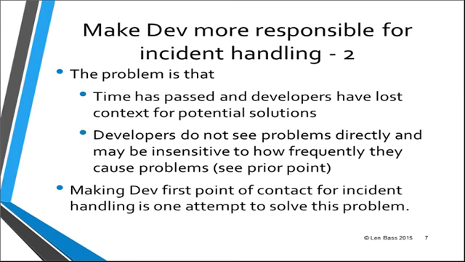The problem is that time has gone by and the developers have lost the context for potential solutions. You write the code, you check it in, and two months later you get a bug report. The second problem is that developers don't necessarily see the problems they cause directly, and they may be insensitive to how frequently these problems are caused. So making the developer the first point of contact for incident handling is one attempt to solve this problem. It's not universally done, but it is done in some places. We'll talk about roles and responsibilities in the next lecture, and part of the reading for that is a video of a Google reliability engineer.